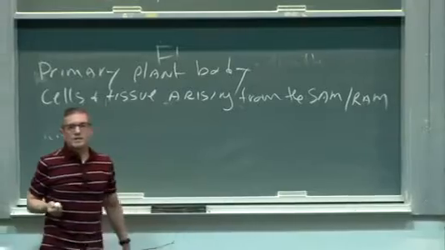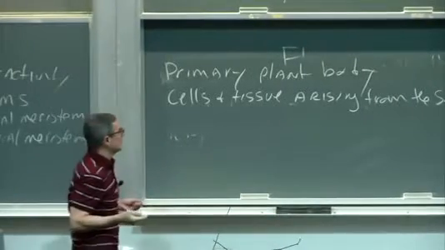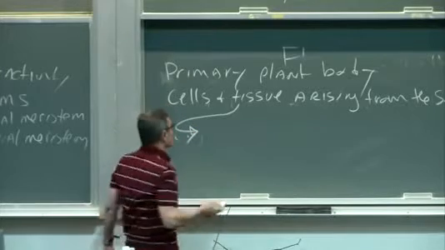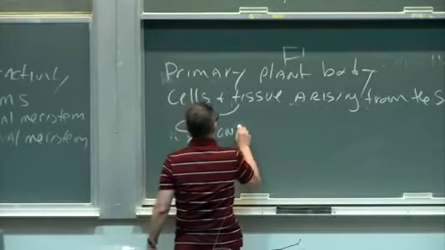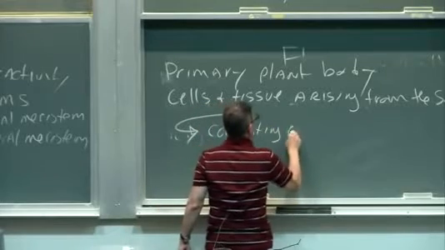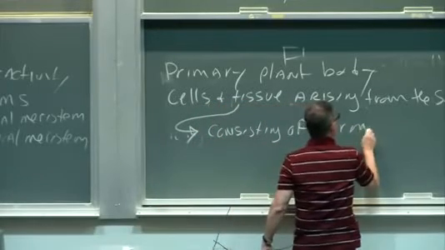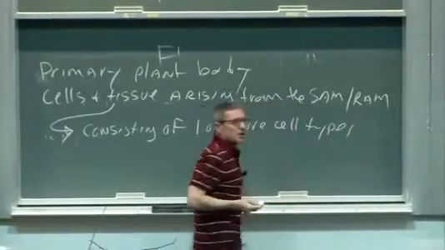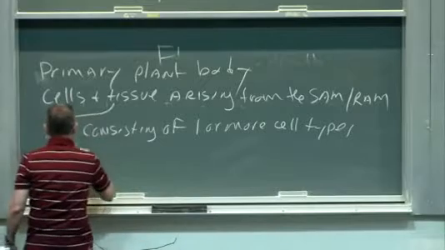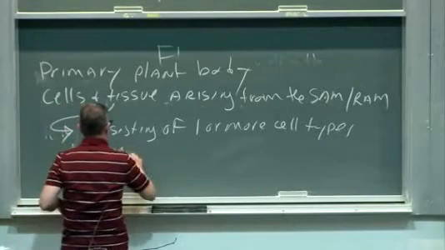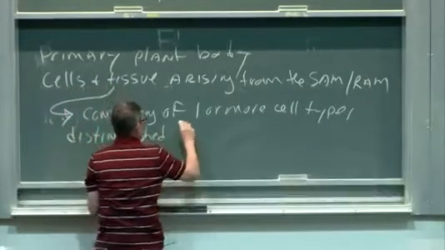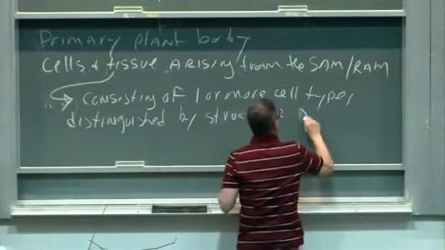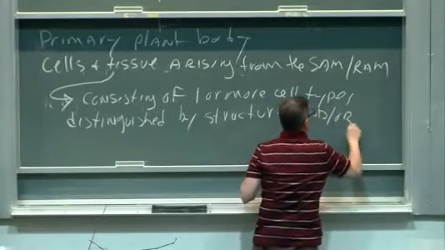In order to begin our discussion, I just want to define for you a tissue, because we're going to be talking about tissues. A tissue can be defined as consisting of one or more cell types distinguished by structure and or function.